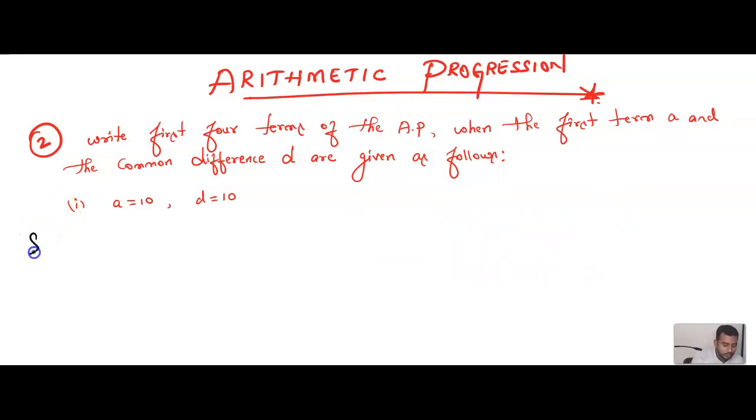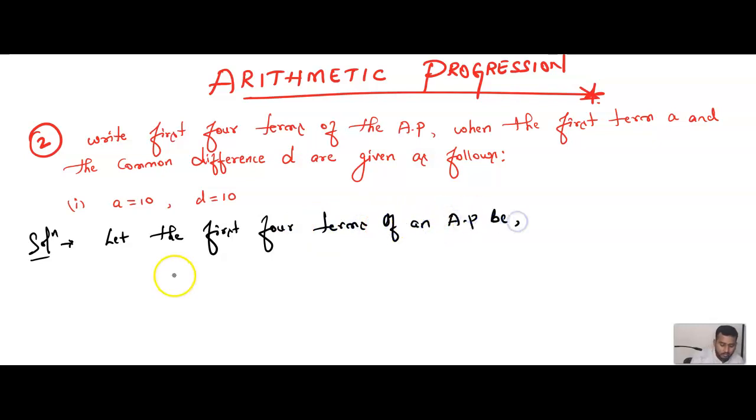Solution. Let the first 4 terms of an AP be A, A plus D, A plus 2D and A plus 3D. Correct? So what is the value of A? That is 10.